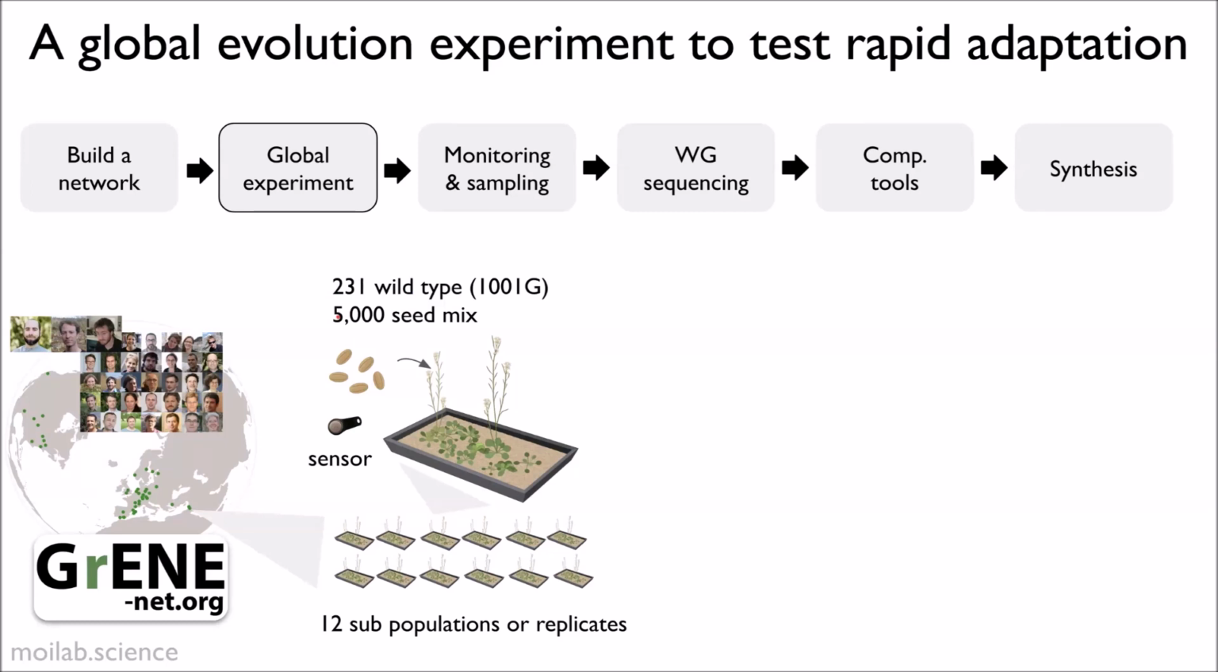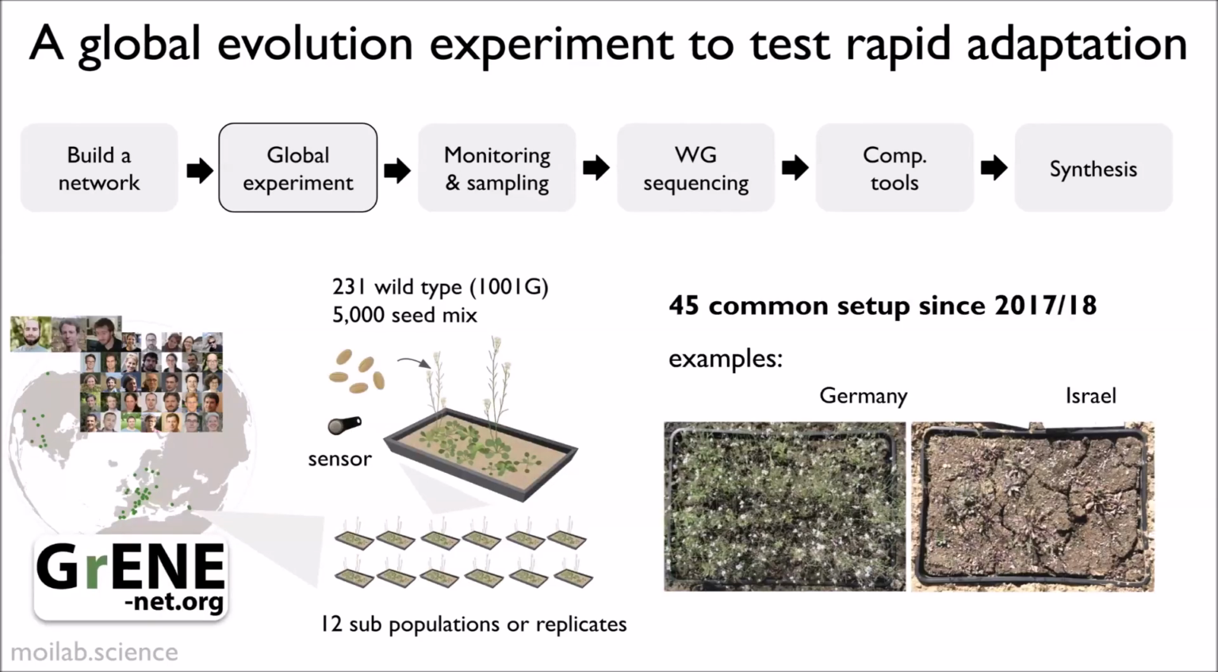We send these seeds to collaborators along with sensors and experimental materials. So this is an Arabidopsis trait where you can have hundreds of Arabidopsis. And people sowed only one time these thousands of seeds in 12 subpopulations in their botanical gardens or backyards where they work outdoors. Then you can see some pictures.